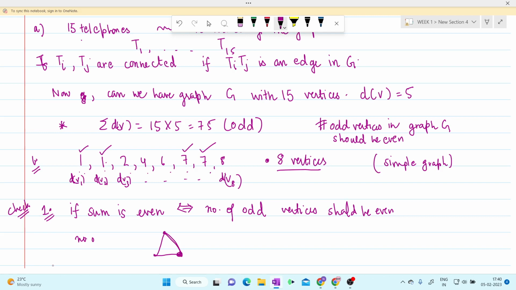But in this case, the number of edges is not equal to the number of vertices, because this is a degree sequence. If we calculate this sum, it will come out to be 7, 14, 20, 24, 26, 27, 28, and 8, 36. So the number of edges is 18 and the number of vertices is 8.